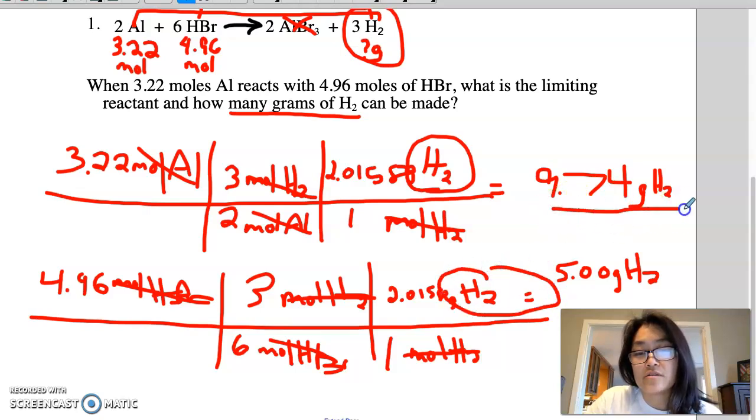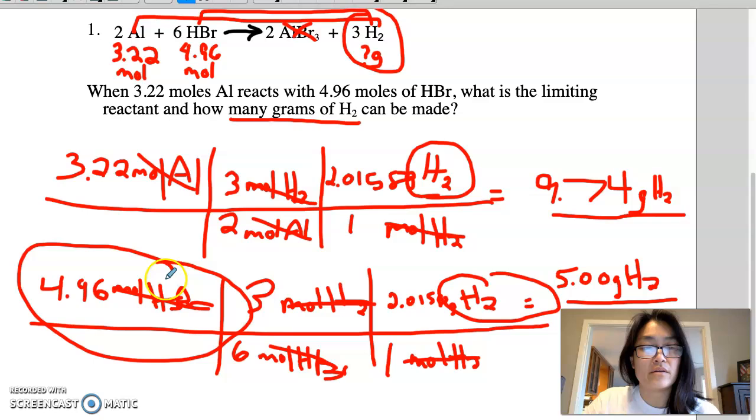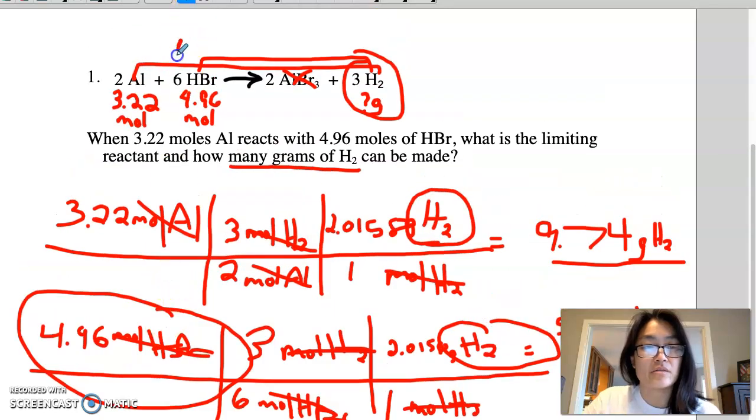Now, look at these two right here. You can see that 5 grams is less than 9.74 grams. So what we're going to do is we're going to say which reactant gave us less product. So definitely this one right here. This is the reactant that gave us only 5 grams. The other reactant gave us 9.74 grams. So that's what we're going to call hydrogen bromide. We're going to call that our limiting reactant. So I'm going to go ahead and label up here. This one is my limiting reactant, and this one over here is my excess reactant.